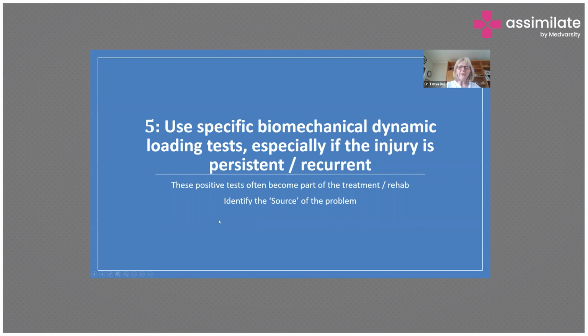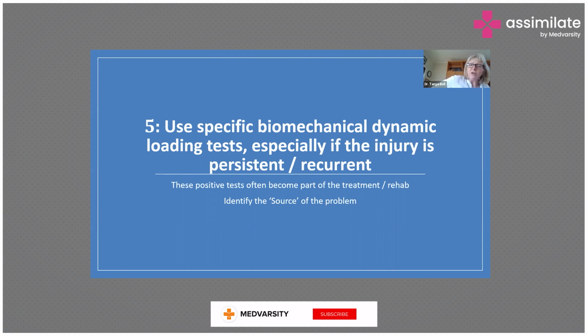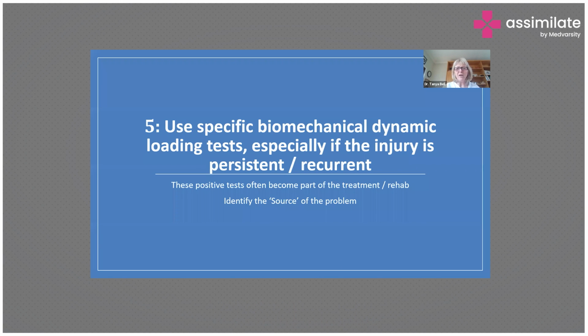So something else in our objective assessment, of course, is that we want to use specific biomechanical dynamic loading tests, especially if the injury is persistent or recurrent. If somebody falls and lands on their knee and they get a hematoma or a bursitis, like a suprapatellar bursitis, then you don't need to do a biomechanical loading test. But if they say, as soon as I run, like over 5 kilometers, I start to develop knee or hip or ankle or back pain, you need to look at that running strategy and see them loading, to try and tell why they keep getting these persistent or recurrent problems.